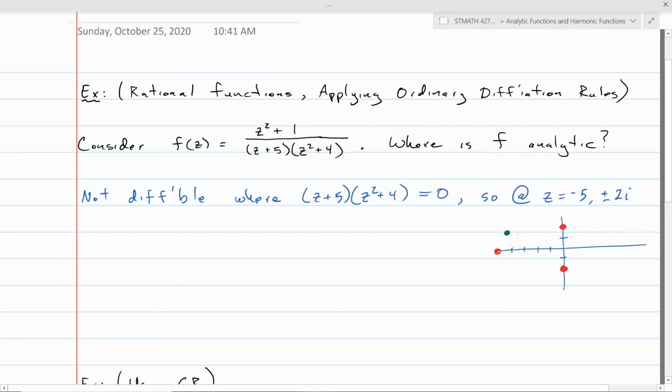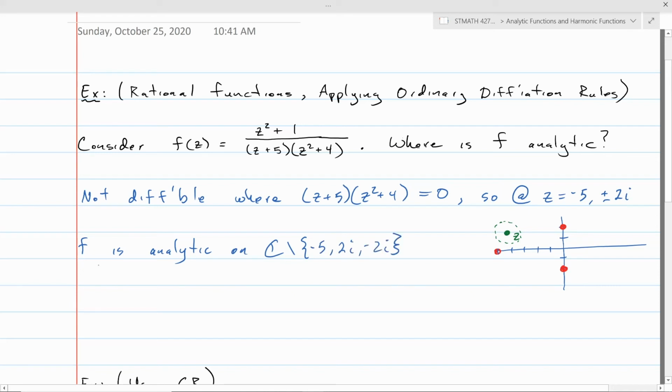So at some point like there, you can always find a neighborhood that's small enough around that point where it misses those red dots, and so the function's going to be differentiable on that little green neighborhood, and so the function's going to be analytic at any z that stays away from those red dots. F is analytic on the complex plane minus those 3 points, negative 5 and then 2i and negative 2i.